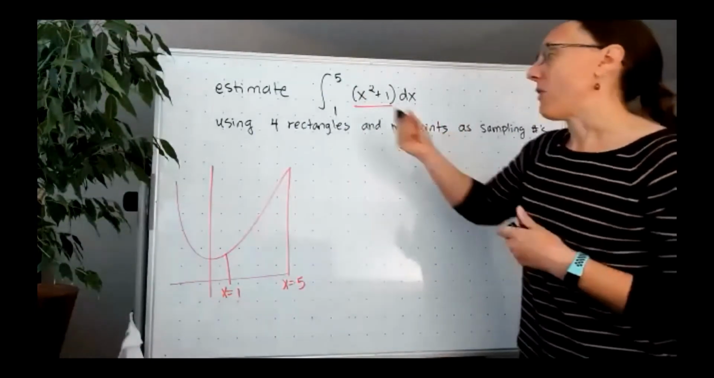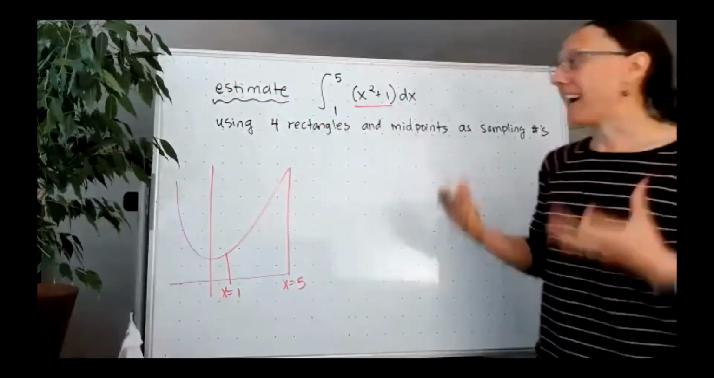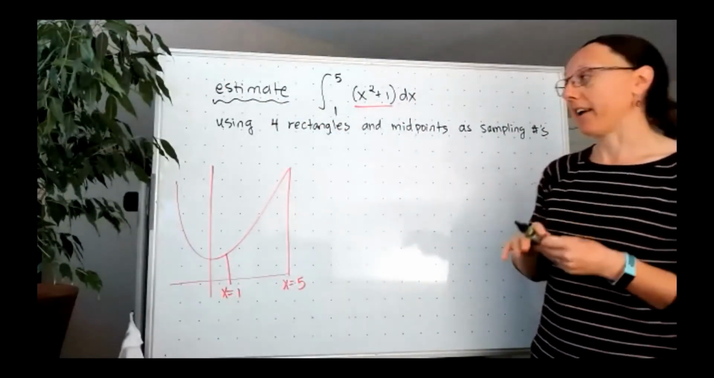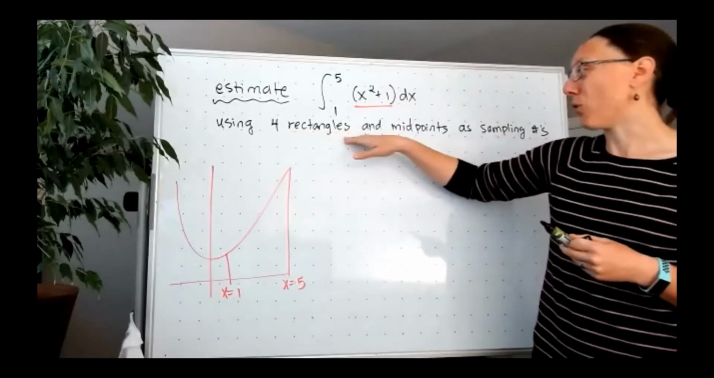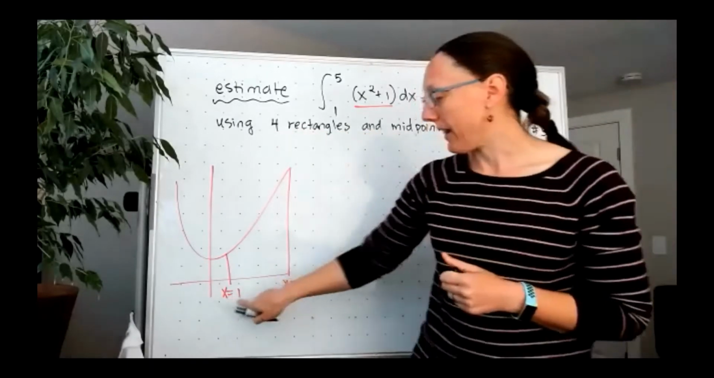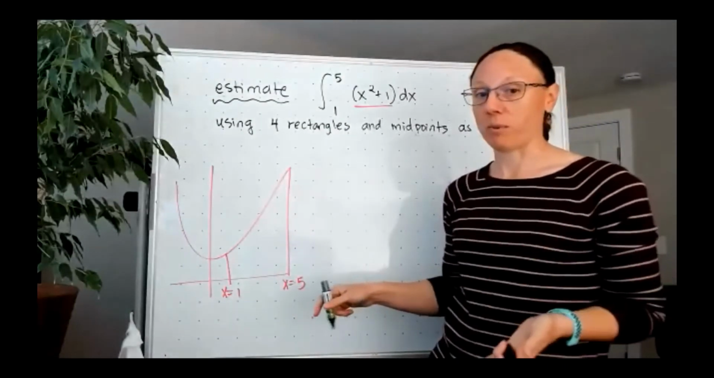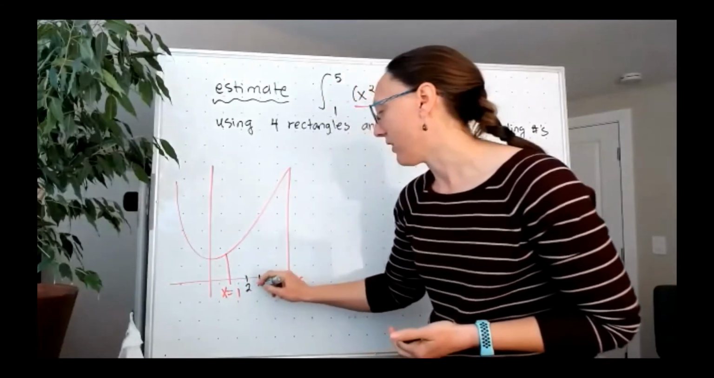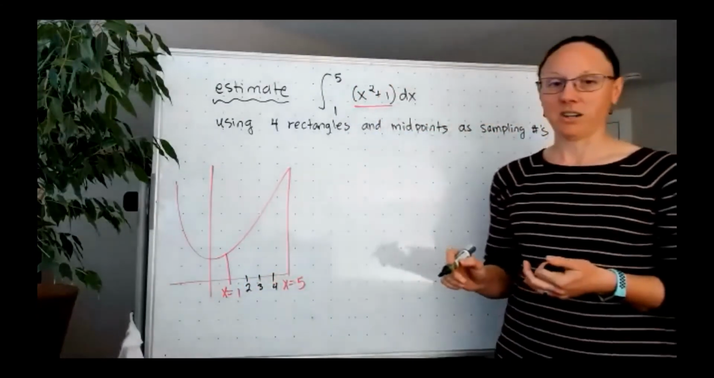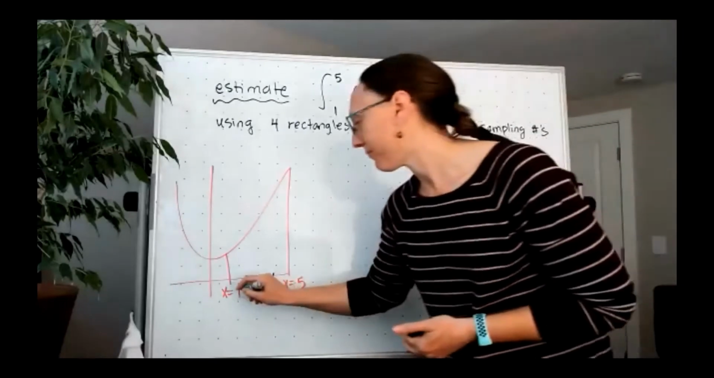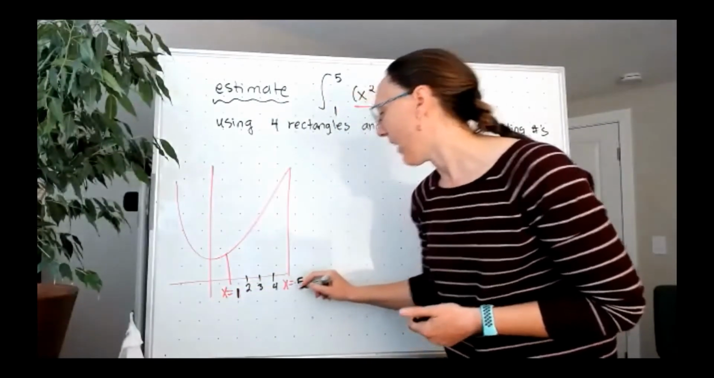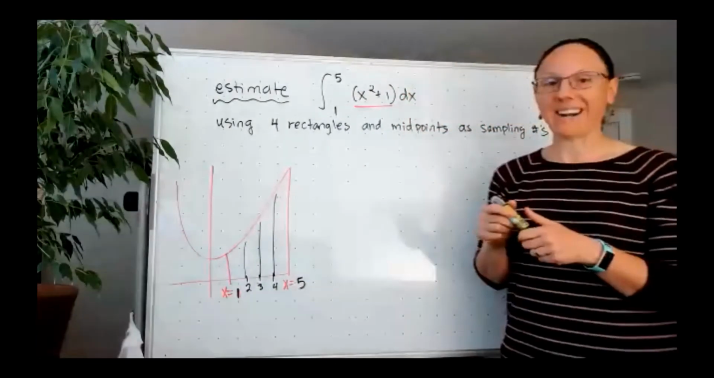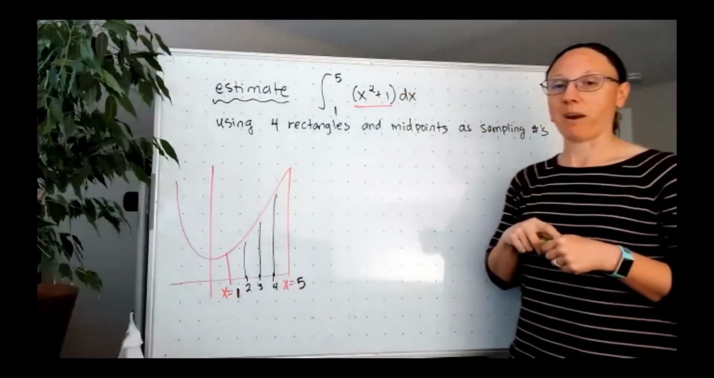Right now, I'm asking for an estimate. So that estimate means that we're going to be using a Riemann sum. We're going to be talking about rectangles. Here I've got 4 rectangles. So if I break up the interval from 1 to 5 into 4 pieces, those are going to have x values of 2, 3, and 4 in the middle. So the 1, 2, 3, 4, and 5. So those are my 4 intervals to form my rectangles.